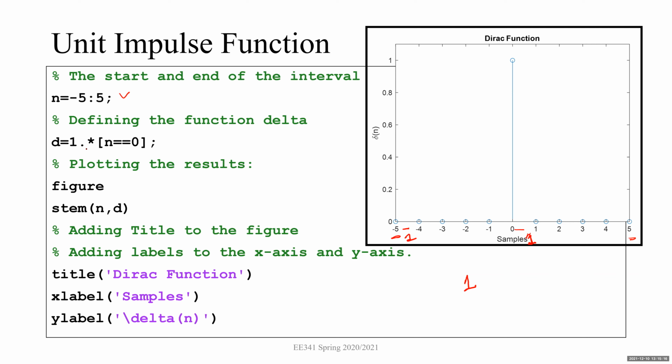Then defining the delta function, how do we define the delta function? We say that at n is equal to 0, the amplitude is equal to 1. The amplitude is equal to 1 here.